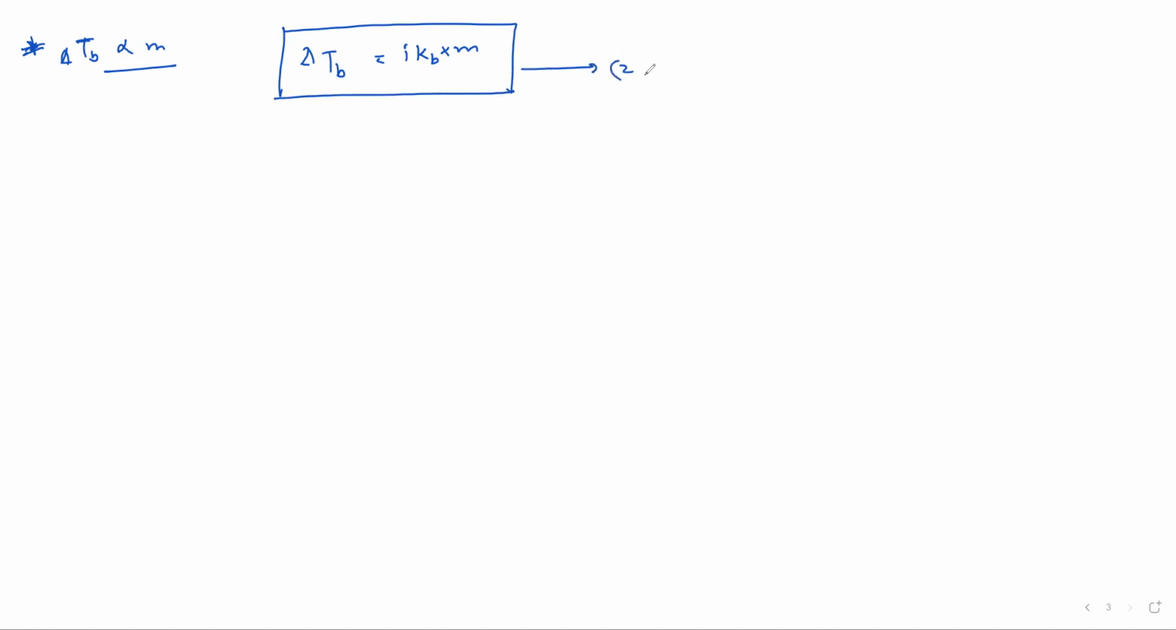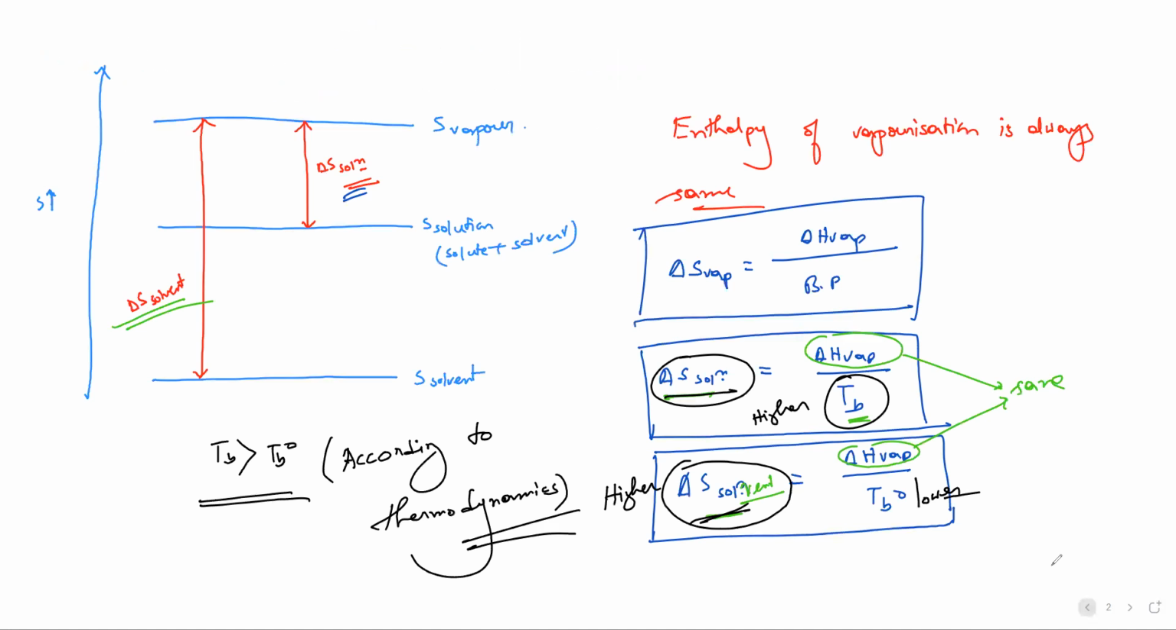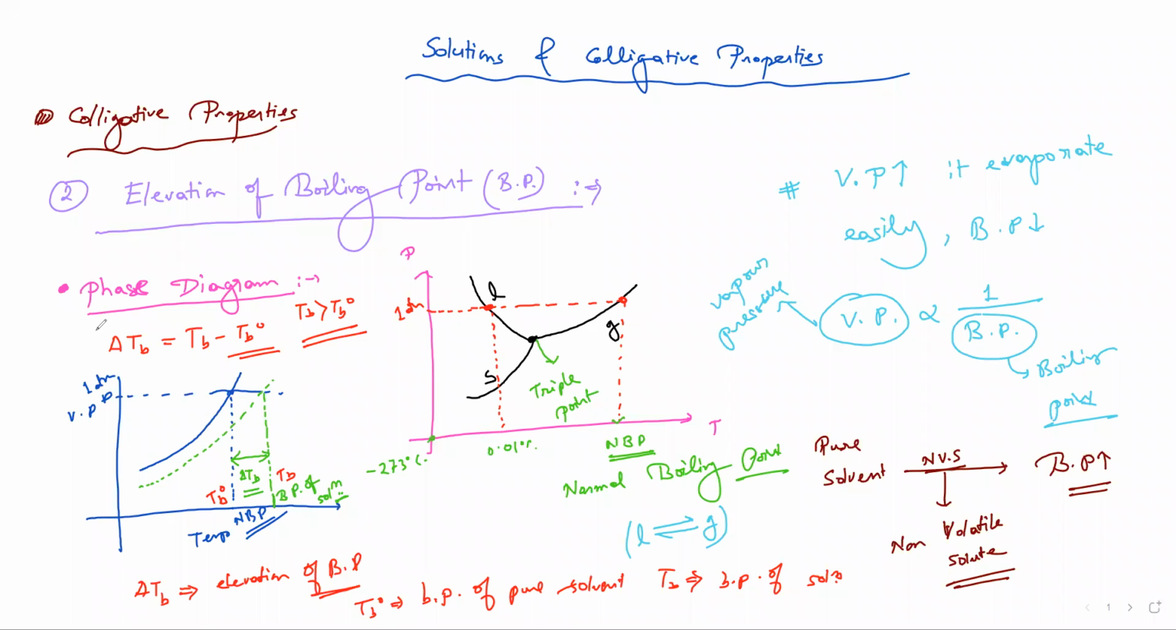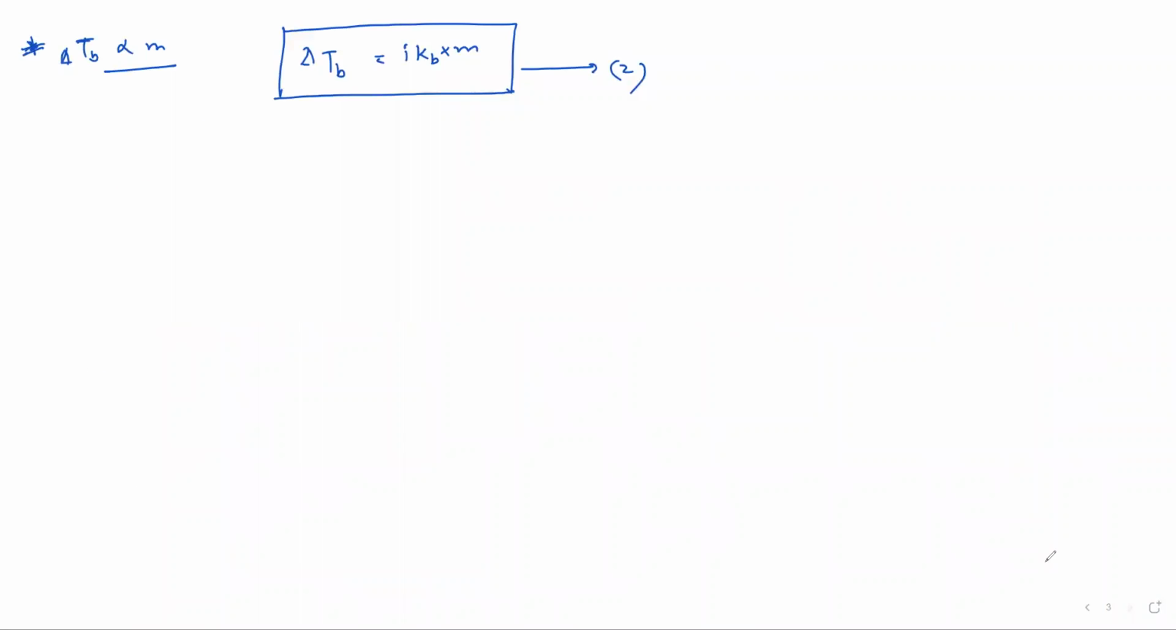This is equation number 2. Equation number 1 is basically this one. Equation number 1, equation number 2. Now in this case, this Kb is a constant known as molal elevation constant or ebullioscopic constant.